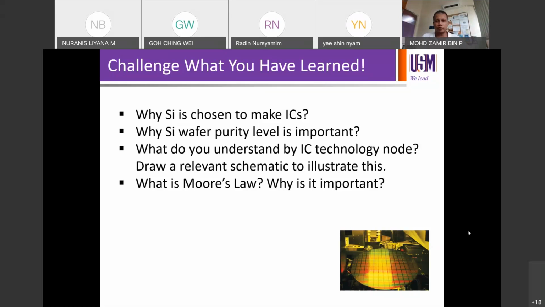Why is silicon wafer purity level important? Why purity is crucial in fabrication? Kenapa kita perlu ada certain level of purity?